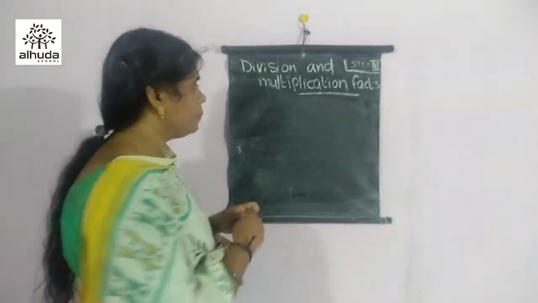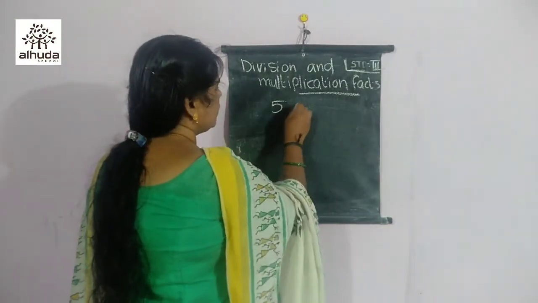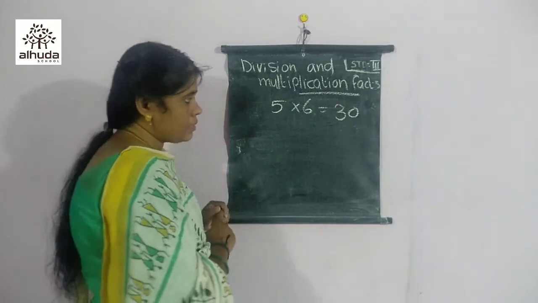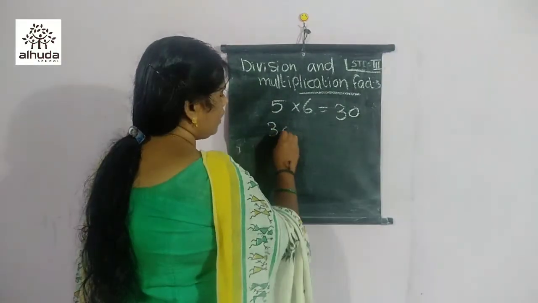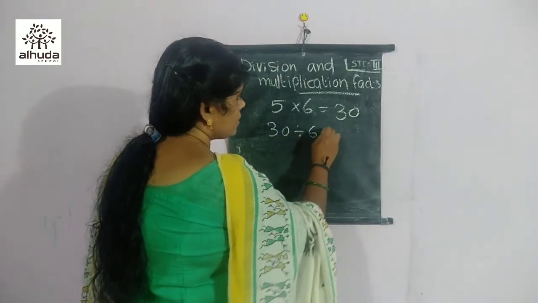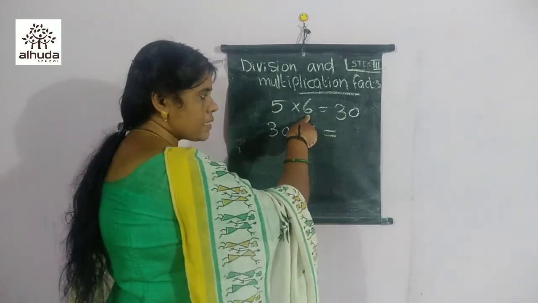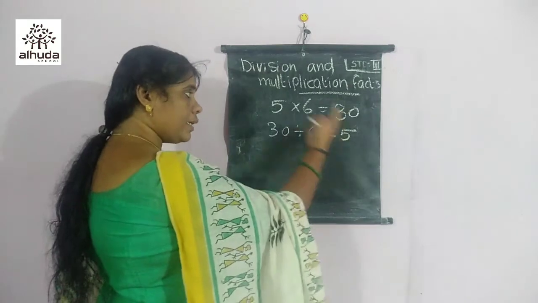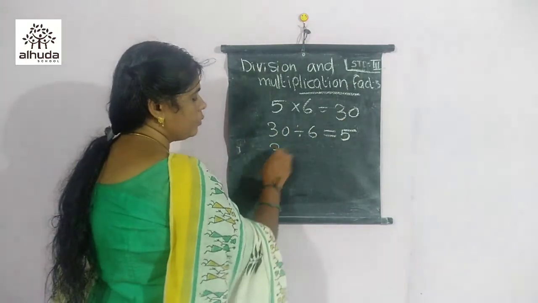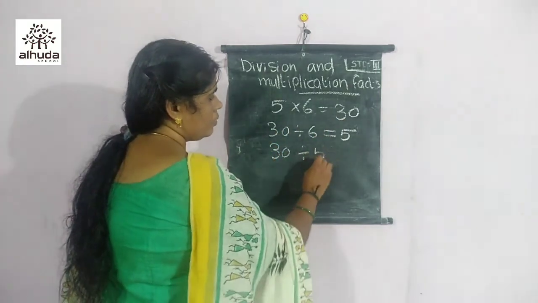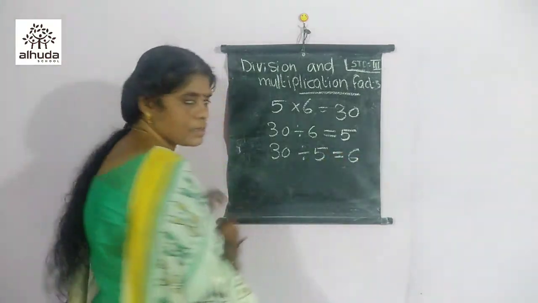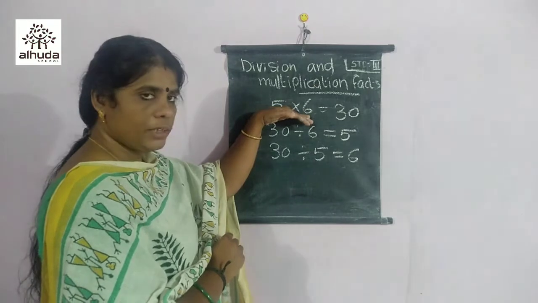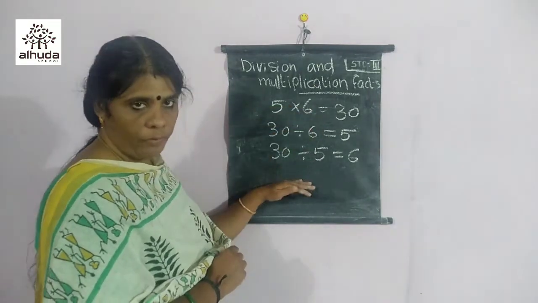For example, 5 sixes are 30. How do we write the division facts? That is 30 divided by 6 is equal to 5. Then 30 divided by 5 is equal to 6. Understood? From the multiplication fact, we can write two division facts.